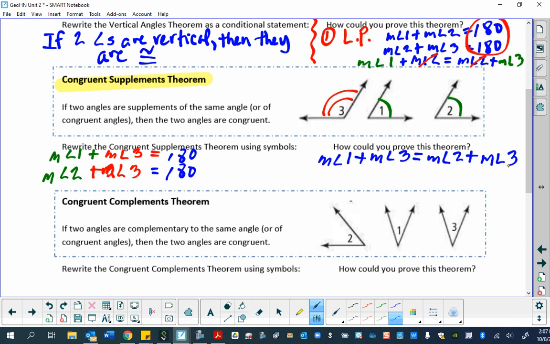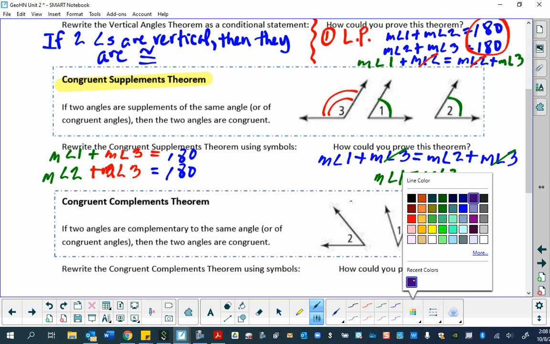So Dritza got this next step, and then I heard one more, and I think, what did you just say? Or is that you, Scott? Go ahead, Scott. What did you say? The 3. Yeah. Subtract that from each side. Suddenly I've got the measure of angle 1 is equal to the measure of angle 2. Go back and read it. If two angles are supplements of the same angle, then the two angles are congruent. If two angles are supplementary to the same angle, then those two angles are congruent. Got it. Congruent supplements theorem.